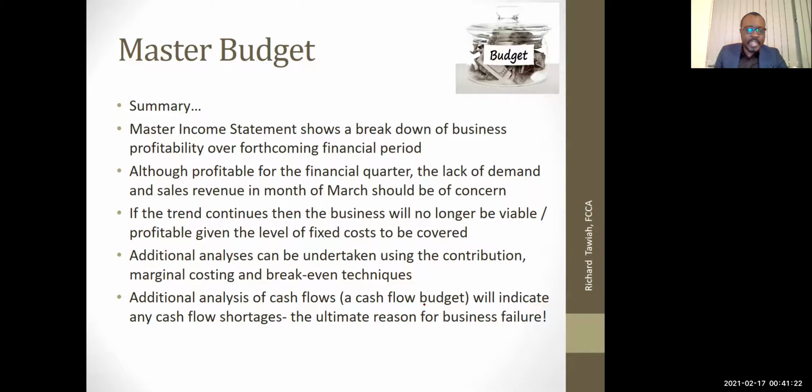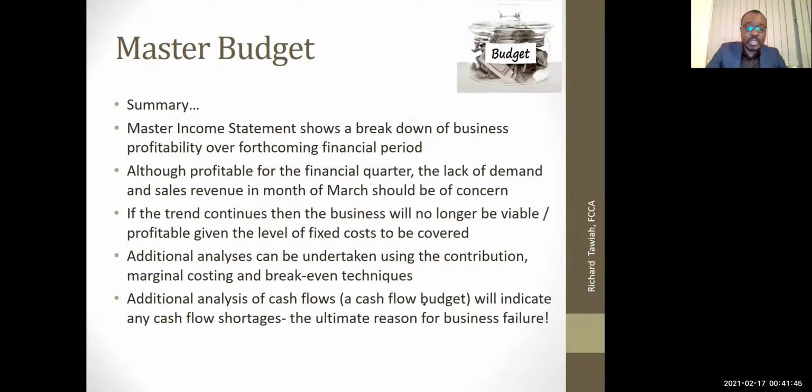All right. Now, additional analysis can be undertaken. You can use the contribution scenario in our break-even analysis, which we looked at in the previous scenario. We can use contribution analysis, and we can also undertake further budgeting analysis in terms of cash flow to look at whether there were shortfalls or there were no shortfalls. We'll look at that in the next lesson.